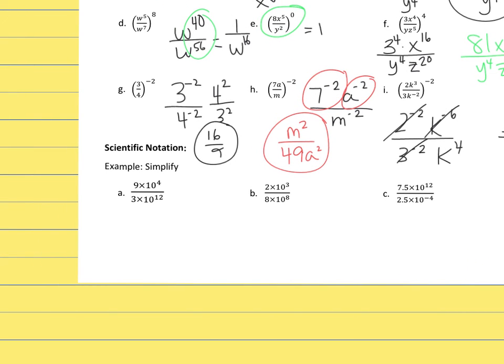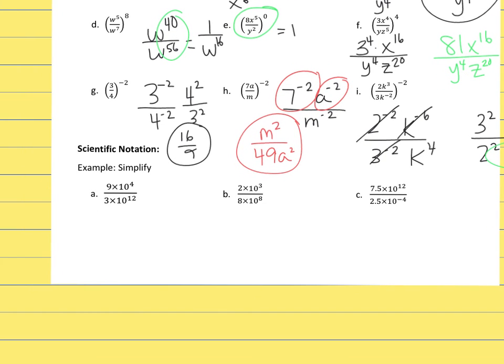And scientific notation. So what I want to do is I want to divide the 9 and the 3, because there's not a part of the scientific notation. So 9 divided by 3 is 3 times. Now I'm going to subtract these, because remember scientific notation is times 10 to a positive or negative whole number. So 4 minus 12 is negative 8, so I could write this as 3 times 10 to the negative 8 power.